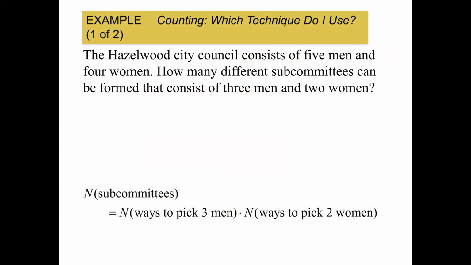Let's do a couple examples. So, which technique do I use? City Council, 5 men, 4 women. How many different subcommittees can be formed that consist of 3 men and 2 women?